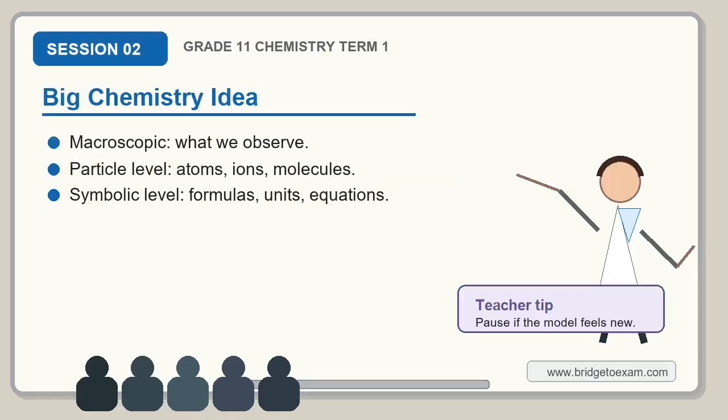First, keep the three chemistry levels together. Chemistry calculations are controlled by units. A number without a unit is like a label without a bottle. It may be useful later, but right now it is incomplete. Dimensional analysis turns conversion into a reliable path. When you feel stuck, ask, what did I observe? What are the particles doing? And what symbol or calculation represents it?